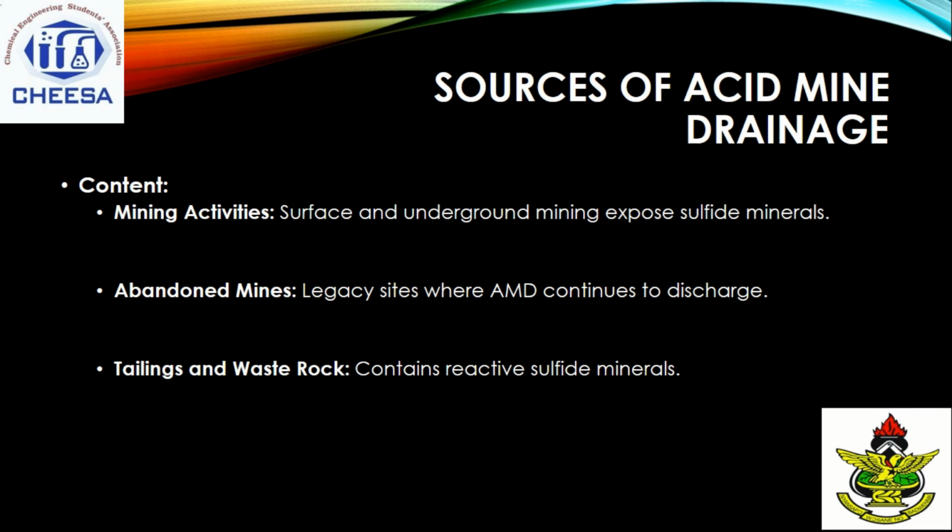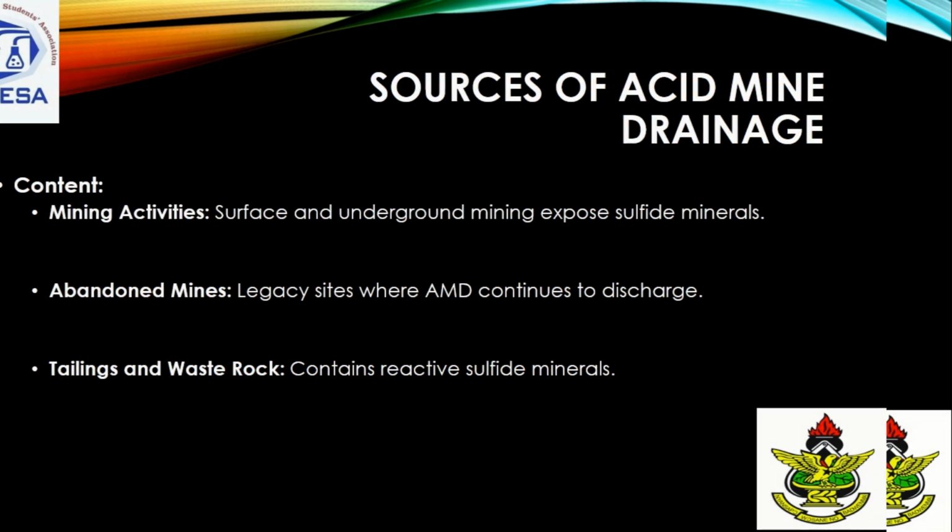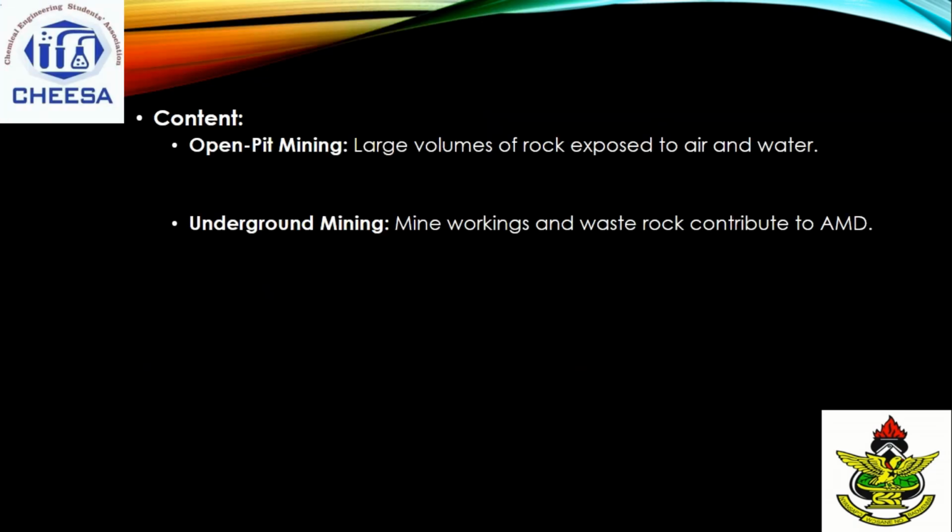One, we have mining activities. This is the surface and underground exposed sulfide minerals. We have abandoned mines, legacy sites where AMD continues to discharge. We have tailings and waste rock that contain reactive sulfide minerals. We have open pit mining, where large volumes of rock are exposed to air and water, which will cause AMD to happen. Next, we have underground mining, where mine workings and waste rock contribute to acid mine drainage.